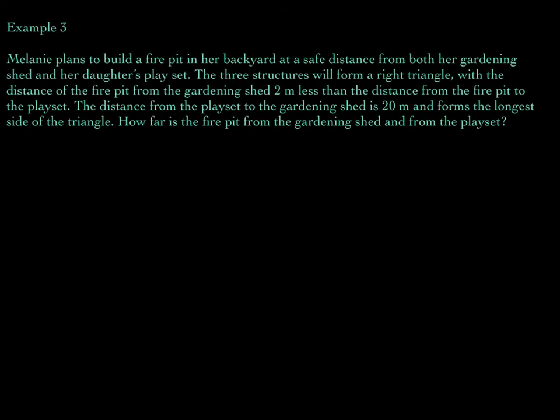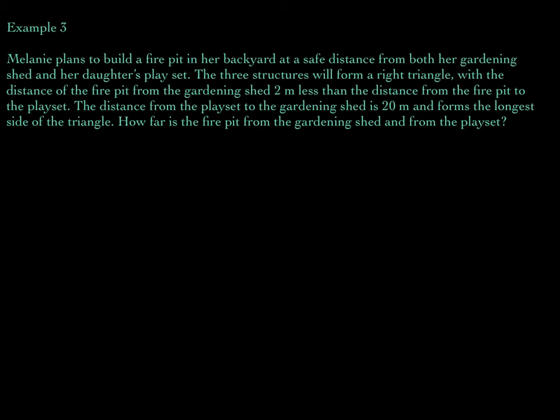All right, look at this. Melanie plans to build a fire pit in her backyard at a safe distance from both her gardening shed and her daughter's playset. The 3 structures, both the fire pit, the gardening shed, and the playset, will form a right triangle, with the distance of the fire pit from the gardening shed 2 meters less than the distance from the fire pit to the playset. The distance from the playset to the gardening shed is 20 meters and forms along a side of the triangle. How far is the fire pit from the gardening shed and from the playset?